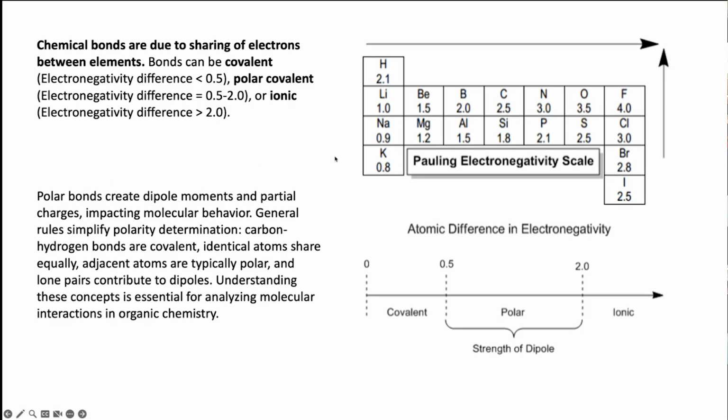Whereas the difference between potassium and fluorine, or sodium and fluorine, is much greater than 2, and so those would form ionic bonds. And then values that are less than 0.5, so say between aluminum and silica, a bond between aluminum and silica would be a covalent bond. Polar bonds create dipole moments, as I just showed with the water molecule. That was a polar covalent bond, and it influences molecular behavior.